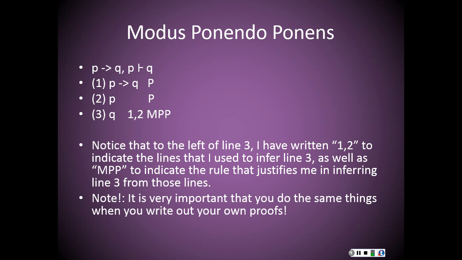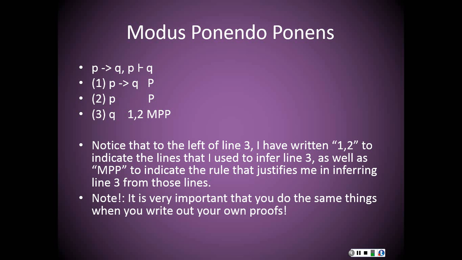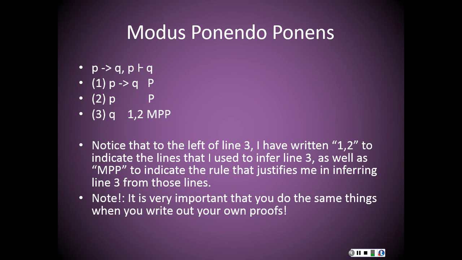Note that it's very important that you do the same things when you write out your own proofs. If you infer one line from other lines of the proof, then you need to write down, to the right of line 3, I apologize for that. That's a typo. I'll correct that in the slides that I post online. To the right of line 3, you must write down the numbers of the lines that you use to infer that line, as well as the rule that justifies you in inferring that line.